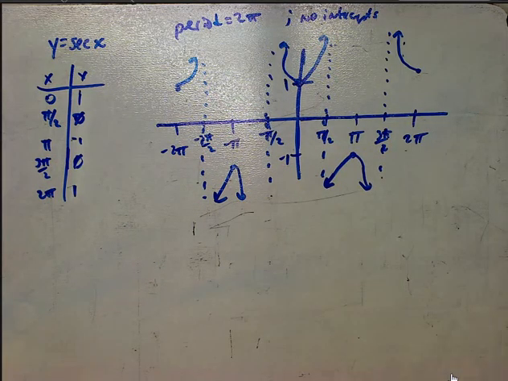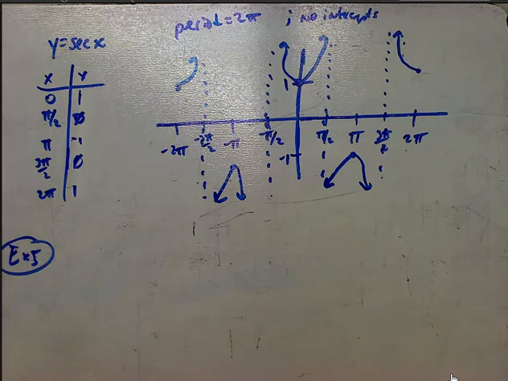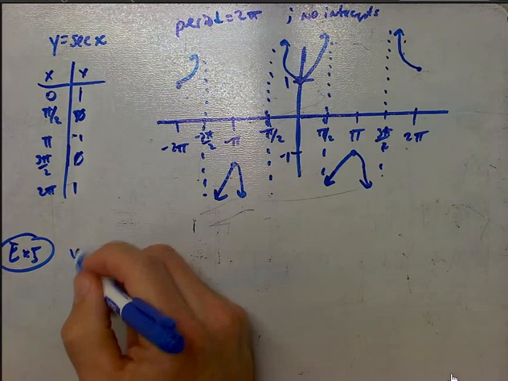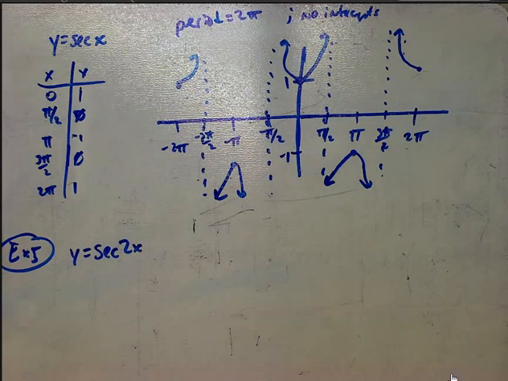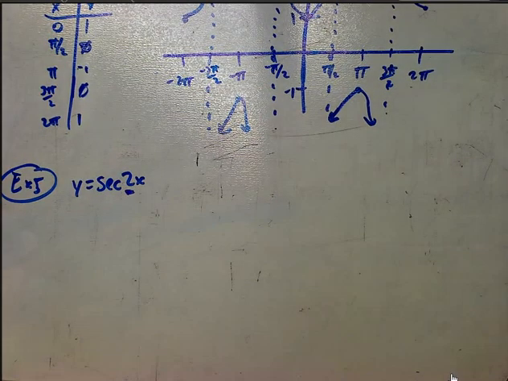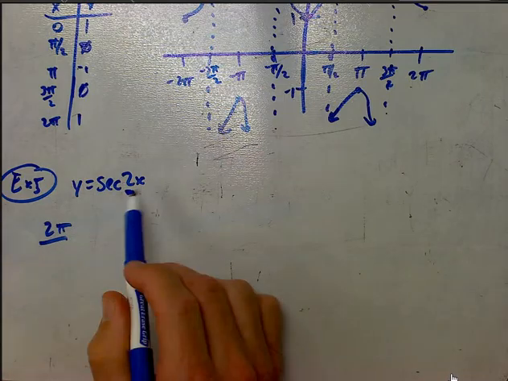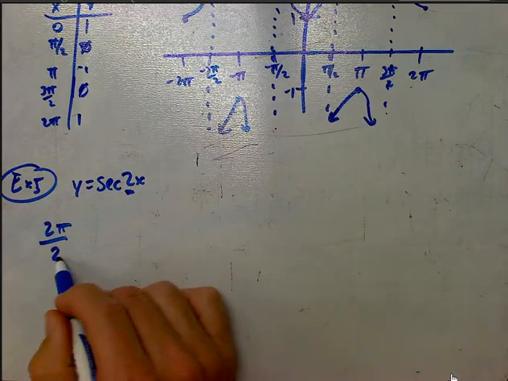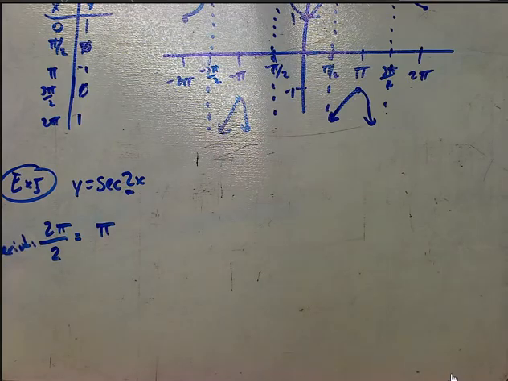Okay, for example 5, it shows y equals secant of 2x. And we know that this is going to be a period change. So I take my normal period, 2 pi, I'll divide it by that number since it's a 2, and now the period for this graph is going to be pi units wide.